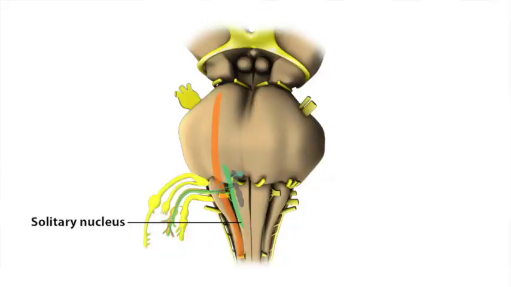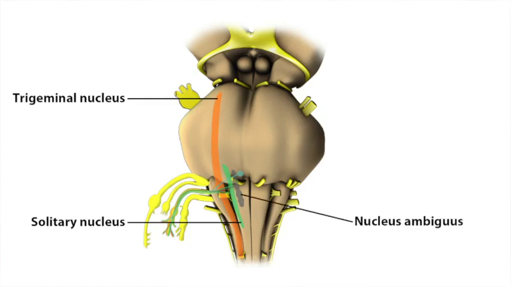The nucleus of the taste and visceral sensory components is the solitary nucleus in the medulla. The nucleus of the general sensory component, which provides sensation to skin on the outside of the ear, is the trigeminal nucleus. The motor nucleus for fibers to the stylopharyngeus is the nucleus ambiguus in the medulla. And the nucleus for the parasympathetic innervation to the parotid gland is the inferior salivatory nucleus in the medulla.